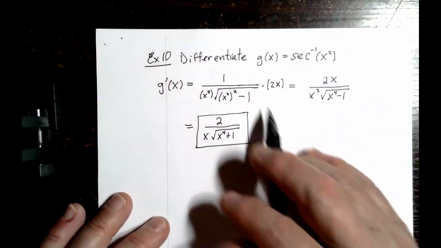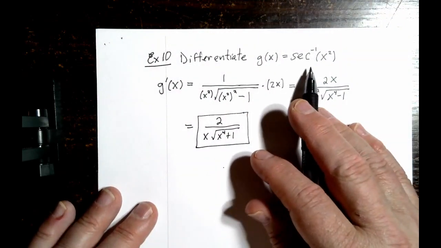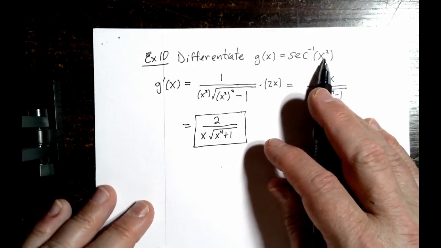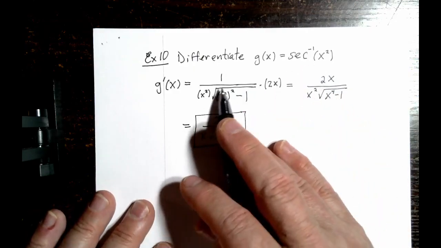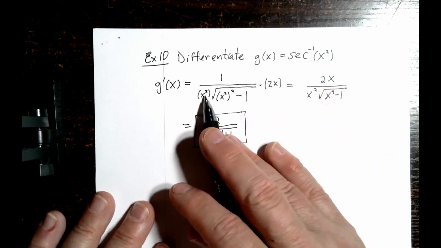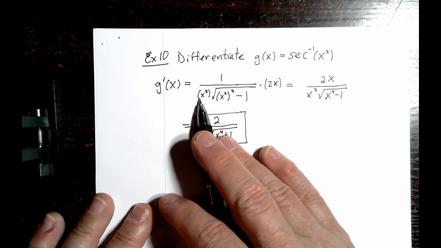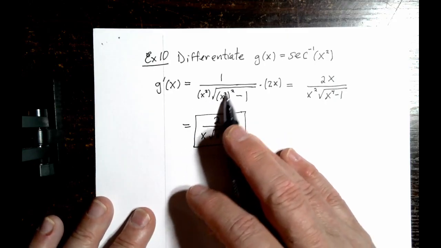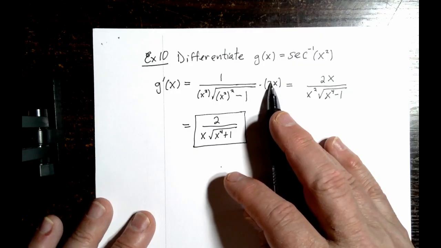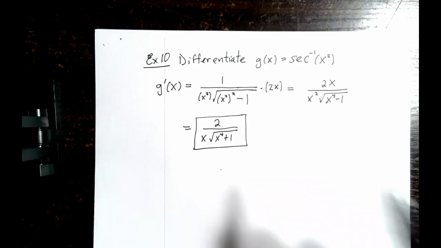Now if you want to differentiate g equals inverse secant of x squared, the derivative of inverse secant of x is 1 over x square root of x squared minus 1. But instead of x, you're plugging in x squared, so it's 1 over x squared, square root of x squared, squared minus 1, followed by the derivative of x squared, which is just 2x. And that simplifies down to what you got there.